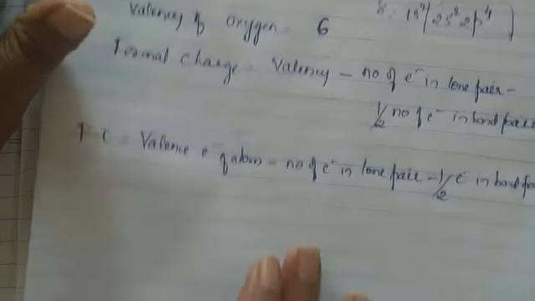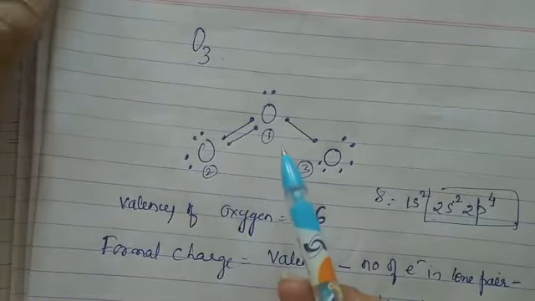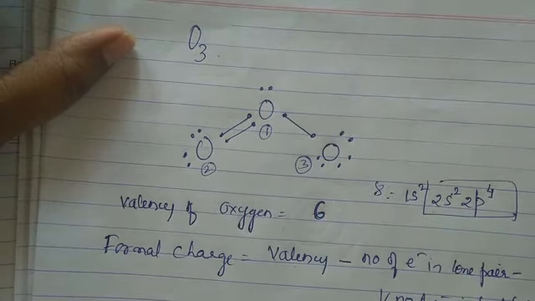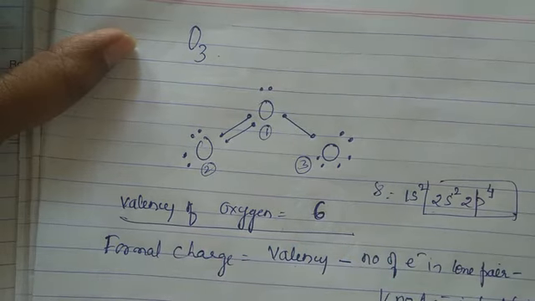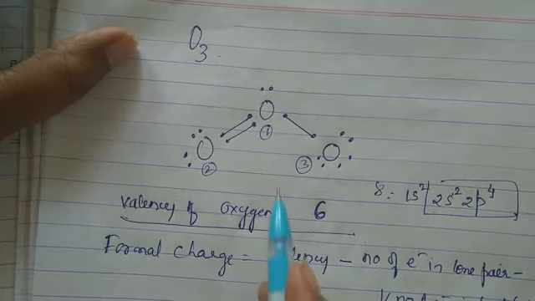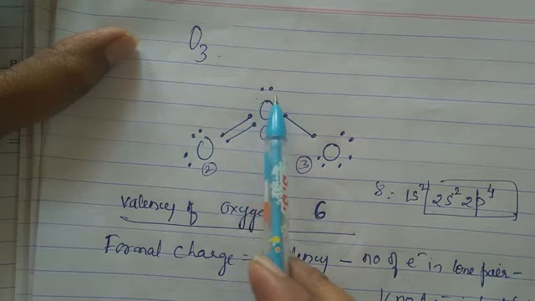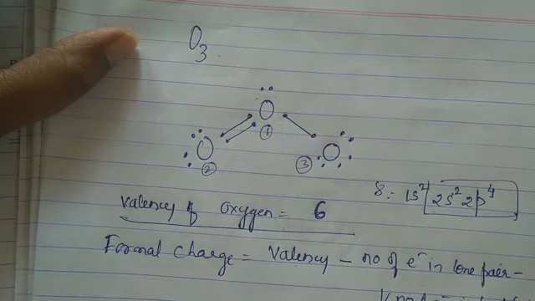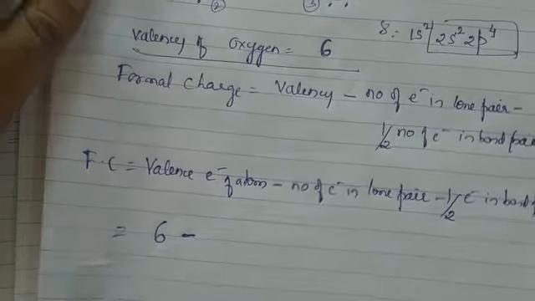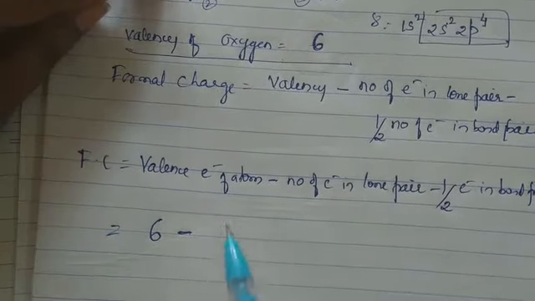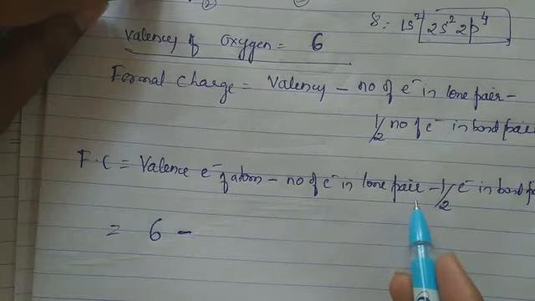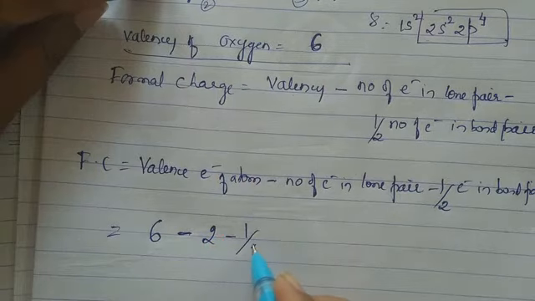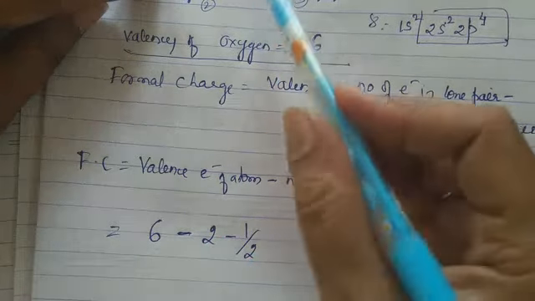So I shall take oxygen number 1. So this is our oxygen number 1. What is the valency of oxygen? It is 6. The valency of the oxygen atom is always 6, minus the number of electrons in the lone pair. How many electrons are involved in the lone pair here? Only 2. Right? And how many are involved in the bond pair? 1, 2, 3, 4, 5, 6. So I shall substitute these values in the equation. The valency of the atom is 6, minus the number of electrons in the lone pair, 2, minus half of the electrons in the bond pair.